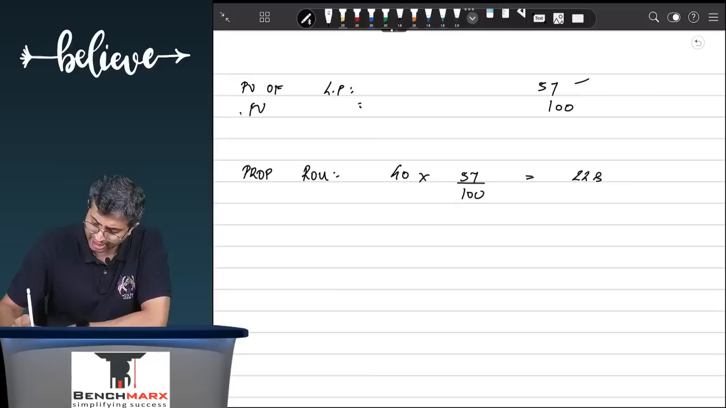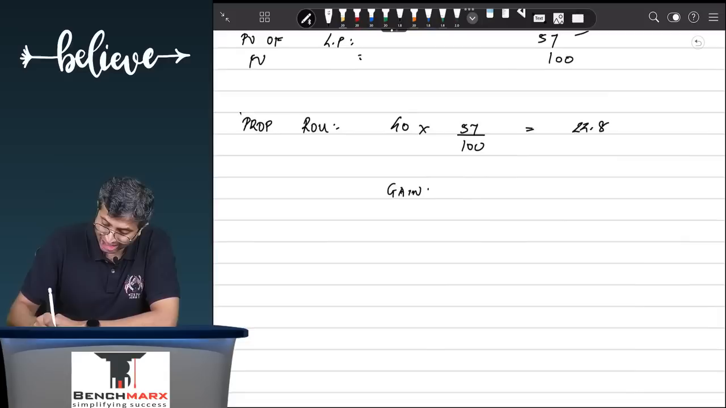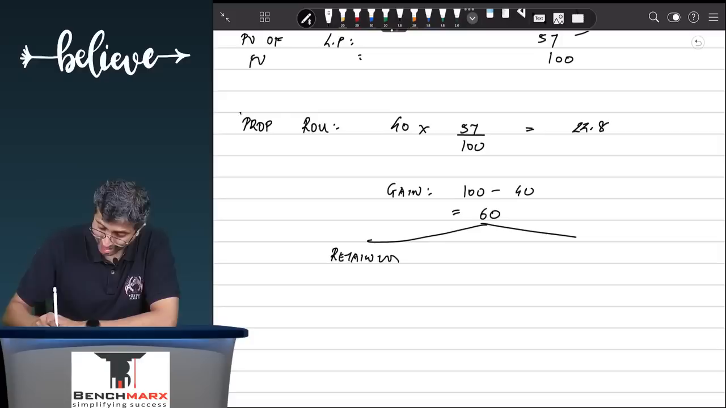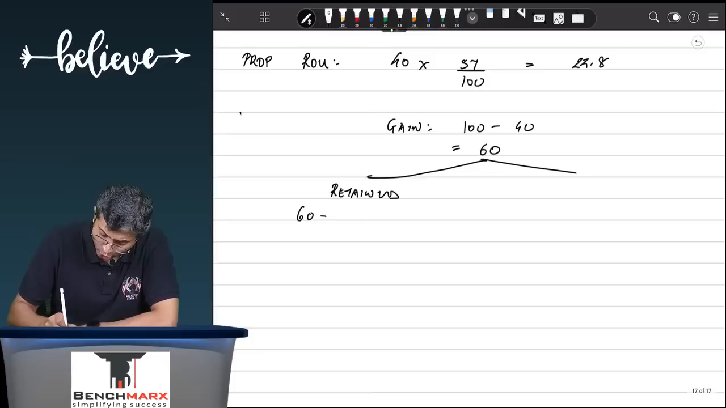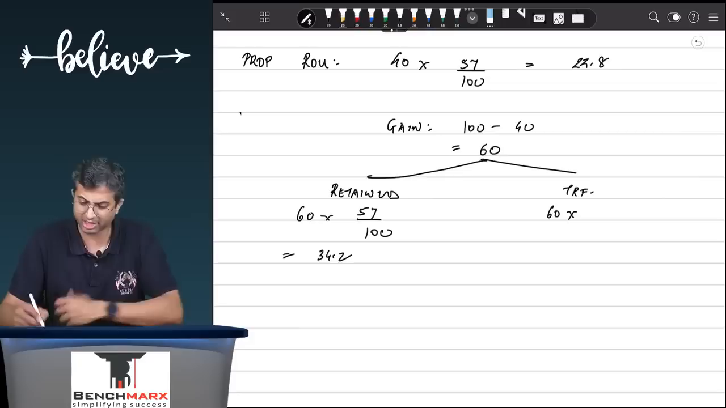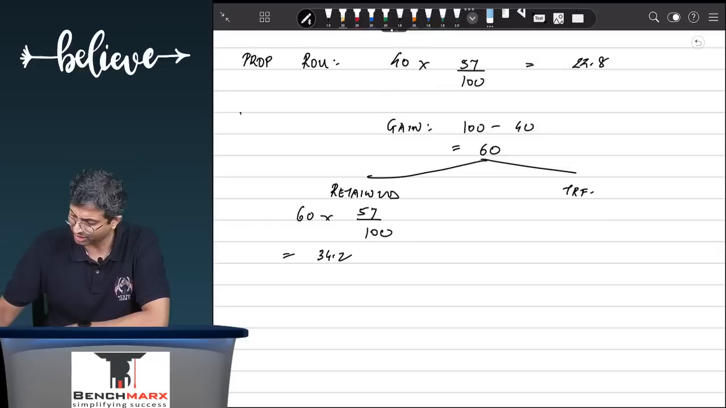Then what is the gain? Well, on your entire transaction, the gain is 100 minus 40, which is equal to 60. However, out of this 60, some of this gain is pertaining to the rights that are retained, and 57% of the rights are retained. So 60 into 57/100 is the proportion of the gain pertaining to rights that have been retained. But if the rights are retained, the gain should not be recorded. However, the remaining is pertaining to the rights that are transferred. So 60 into 43/100 can also work. Otherwise, you can take the balancing figure, which is 60 minus 34.2, which will come to 25.8.